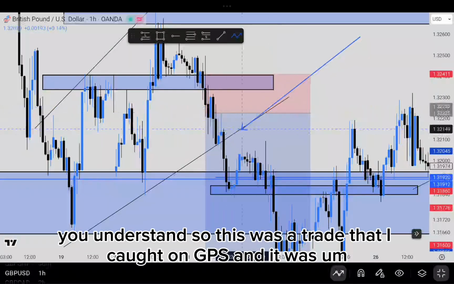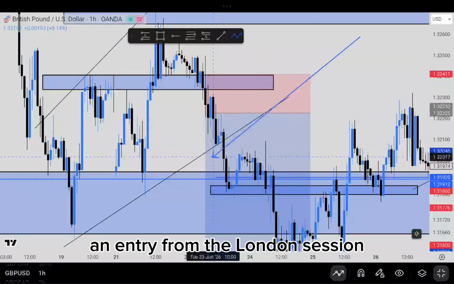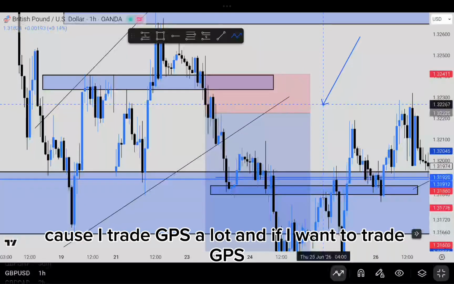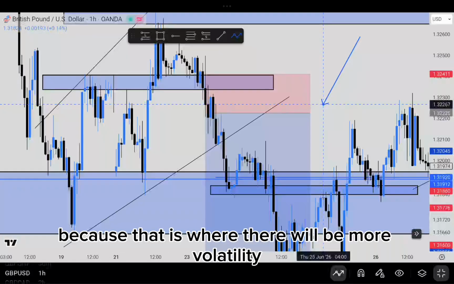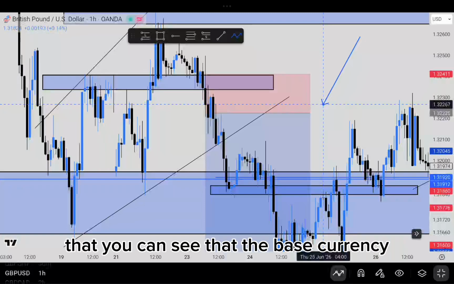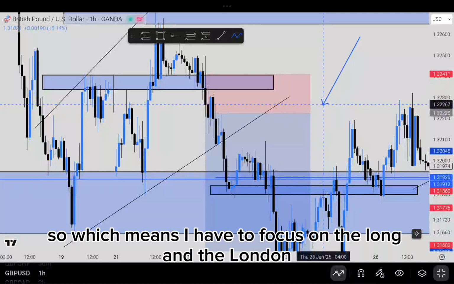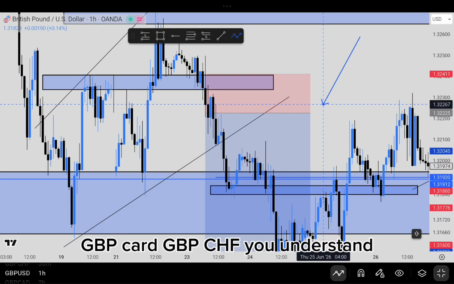This was a trade that I caught on GBPUSD, and it was an entry from the London session. I trade GBPUSD a lot, and if I want to trade it, I have to utilize the London session, because that is where there will be more volatility. You can see that the base currency, the British pound, is stronger than the US dollar in general. So I have to focus on the London session to trade GBPUSD. Same thing with GBPJPY, GBPCAD, and GBPCHF.